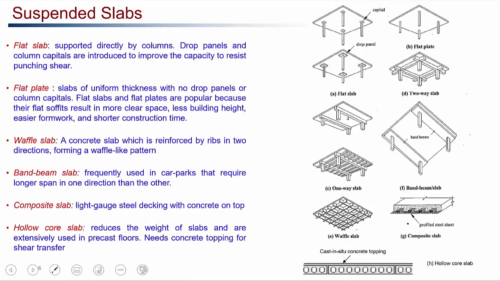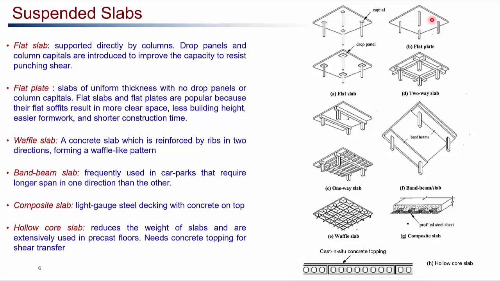Apart from that, there are other types of slabs as well, as you can see here in the figures. The flat slabs, as you can see here, are supported only on the columns. There are no beams here. They are supported directly on the columns. But to increase the capacity and to resist the punching shear, we provide drop panels or column capitals. As you can see, the column capitals and the drop panels are provided here to improve the capacity and to resist the punching shear in the flat slabs.